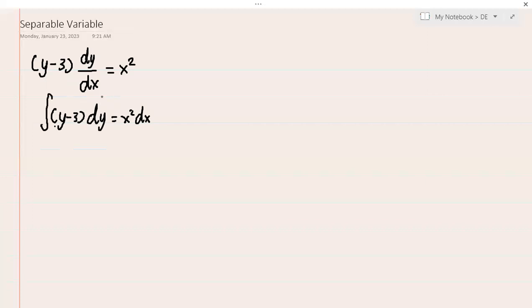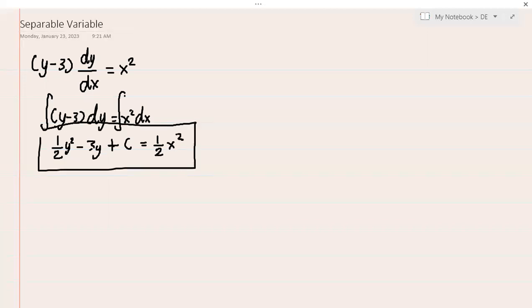We can now integrate both sides. So, ano ang integral ng y minus 3? The integral of y minus 3 is 1 half of y squared, or y squared all over 2, parehas lang, minus 3y. You can put plus c here if you like, or kahit saan. Then on the right side, meron tayong 1 half of x squared. And yun yung sagot natin. That's it. That's our answer.